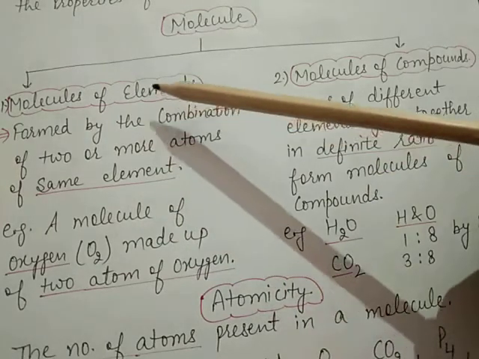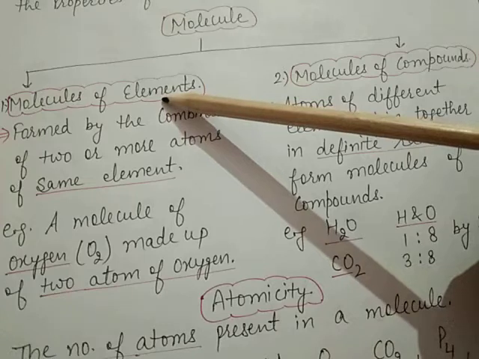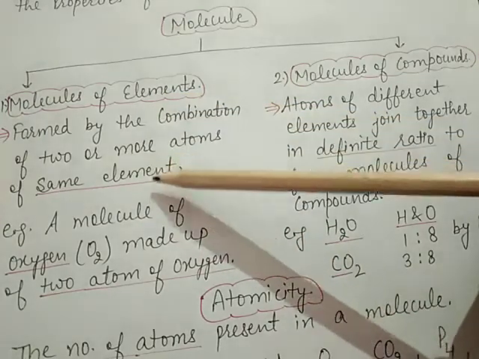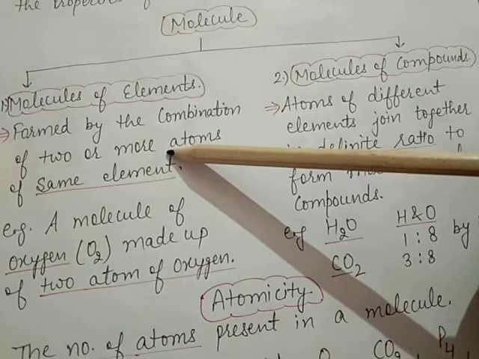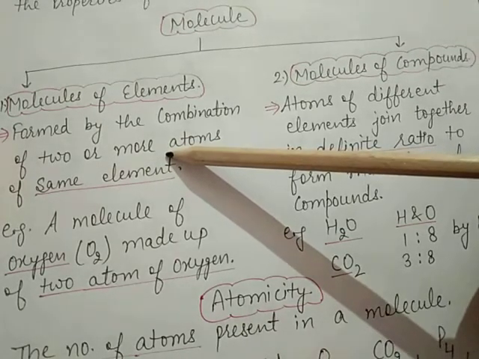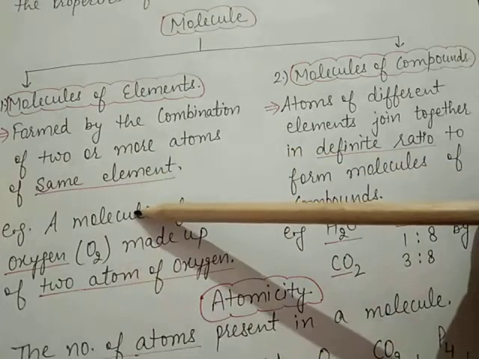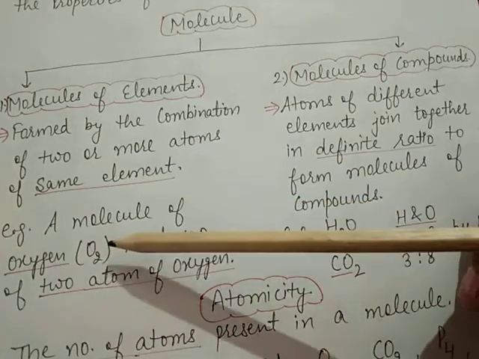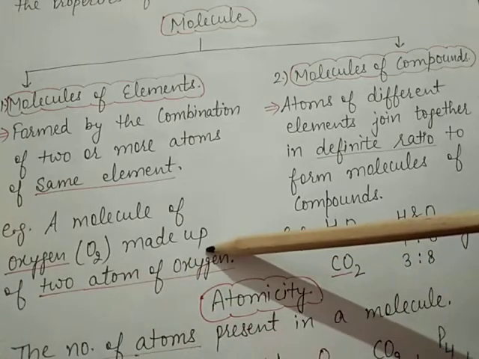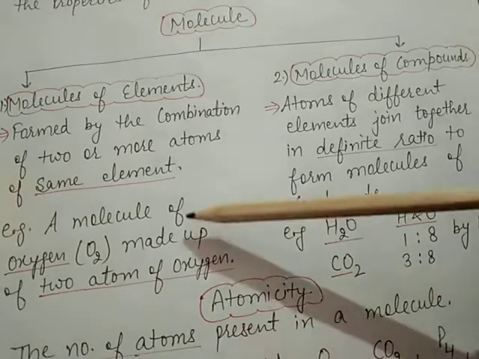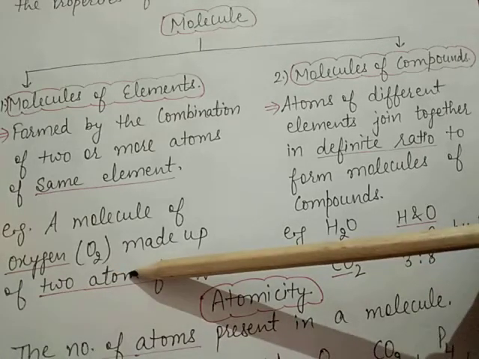The molecules of many elements are made up of one atom of that element. Examples are helium and argon. The molecules of most of the non-metals are made up of more than one atom, like a molecule of oxygen, O2, which is made up of two atoms of oxygen. So this is called diatomic. Di means two, atomic means atom.